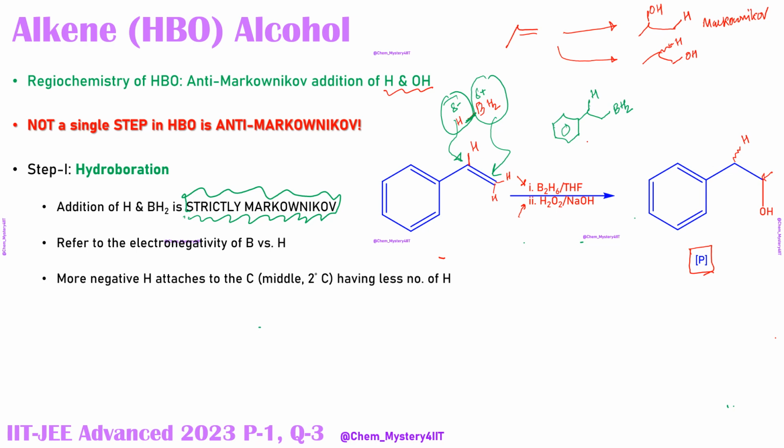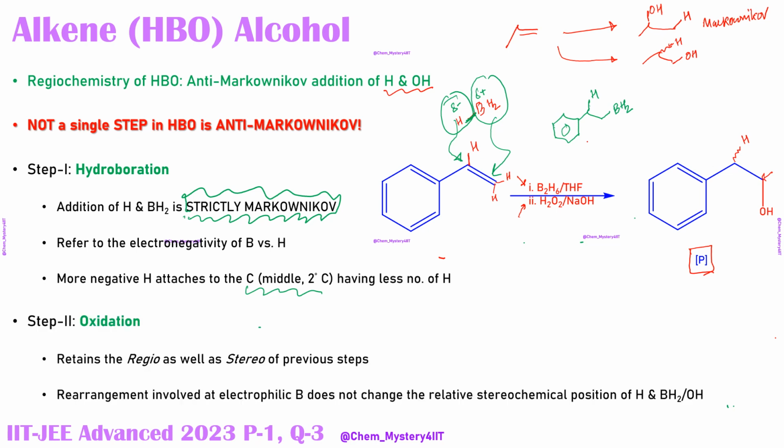So if you are now clear in this thought that the more electronegative hydrogen is attaching to the middle carbon, that is a 2-degree carbon, and BH2 is attaching onto the terminal carbon, this was step number 1, the hydroboration step.